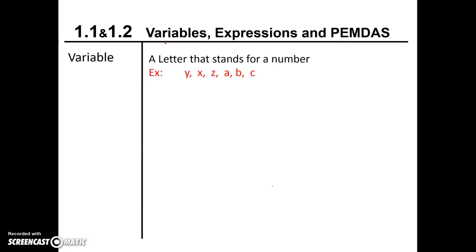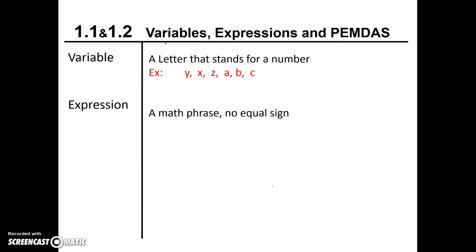We have a couple of definitions to go over first. Our first is variable. This is a letter that stands in for a number. Now, this can be anything. This could be Y or X, Z, A, B, C. You can choose any letter to stand in to that expression or equation that might represent a number at some later point.